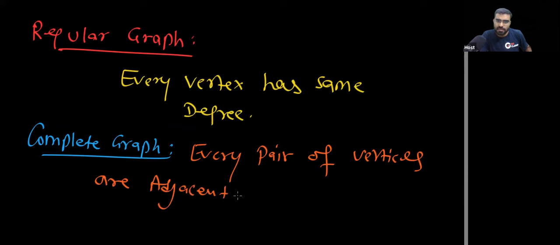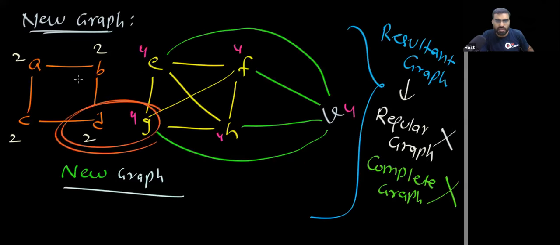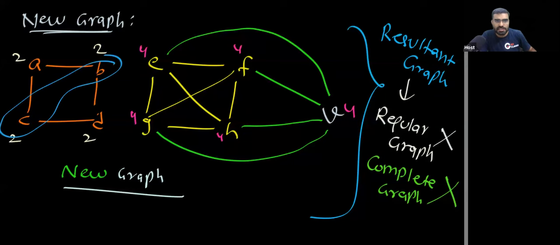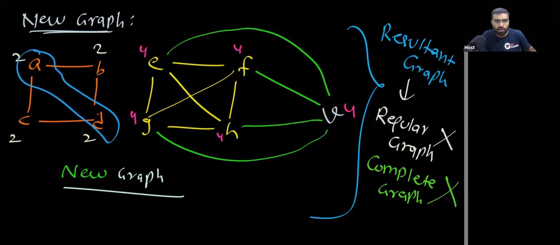Here you can notice these two vertices are not adjacent. These two vertices are not adjacent. So this is not a complete graph.